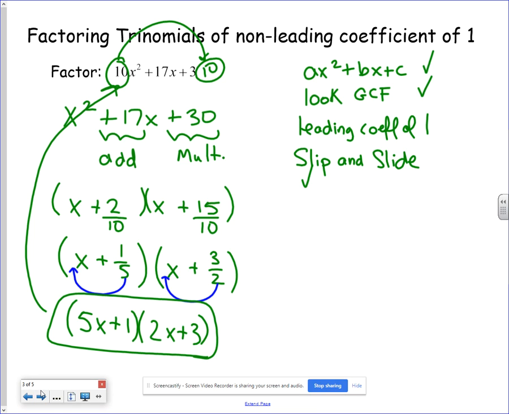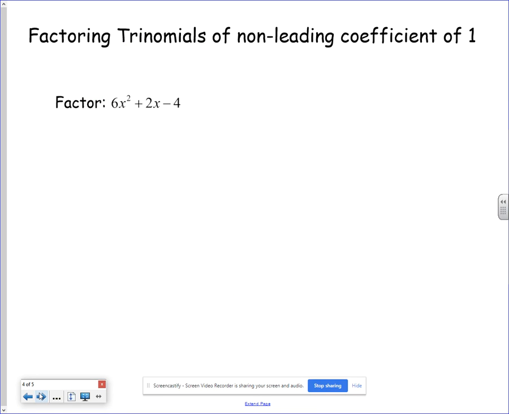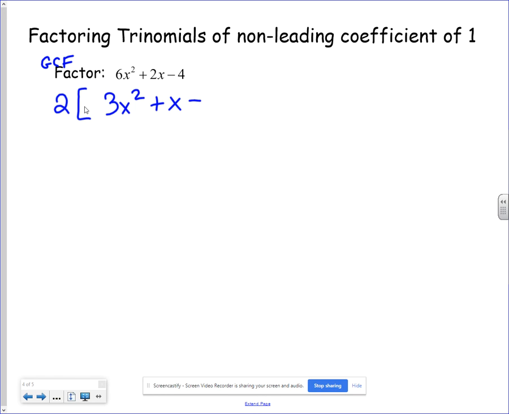All right, let's look at another example here. Again, is this a quadratic trinomial? It is. Did you look for a GCF? Is there a greatest common factor? Is there a number or letter that goes into all three of these? There is. You can divide all three of them by 2. So let's factor out the GCF. So what do we get? We get 2 times the quantity 3x squared plus x minus 2.